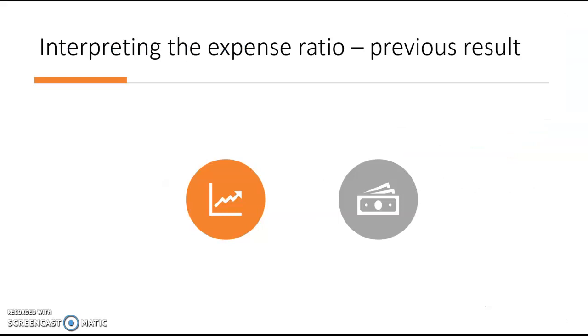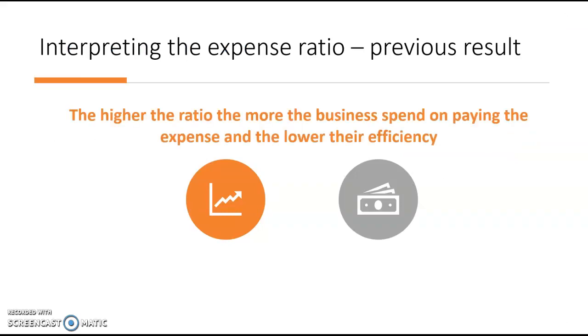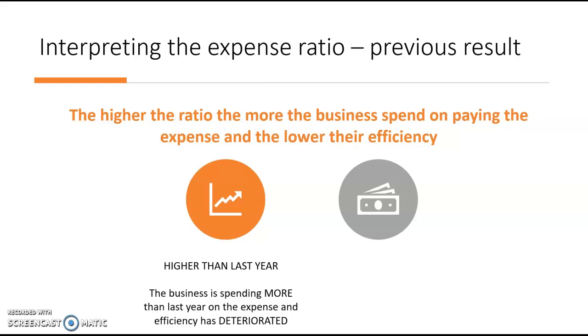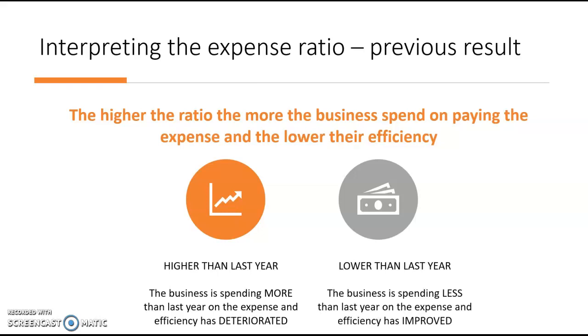When we're interpreting the expense ratio, we can interpret it based on previous results. So remember, the higher the ratio, the more the business is spending paying that expense, and so therefore the lower their efficiency. If it is higher than last year, that means the business is spending more than last year paying the expense and their efficiency has deteriorated. However, if it is lower than last year, the business is spending less than last year on the expense and their efficiency has improved.